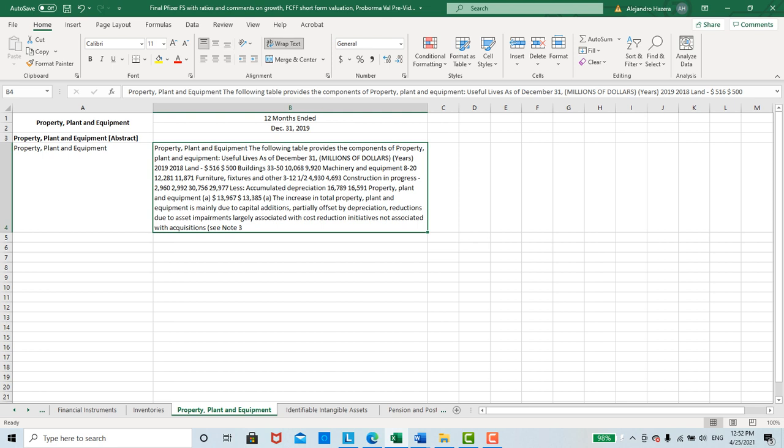You usually get a bunch of text, and it kind of tells you, you might be able to pull it from here, but notice that it tells you that as of December 31st, years 2019, 2018, they give you the land, the buildings, and all this stuff. And it gives you accumulated depreciation. So you could get it from there, and notice it says 13,967. So you do get it from there. You could pull the information from here.